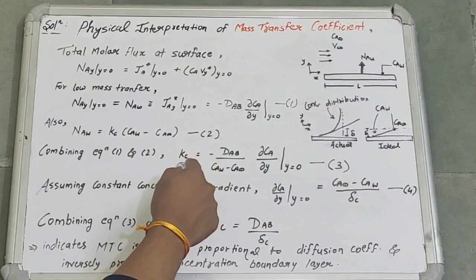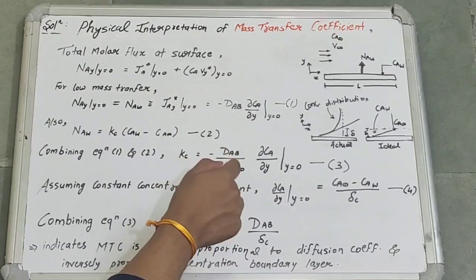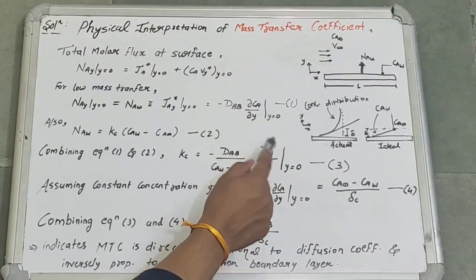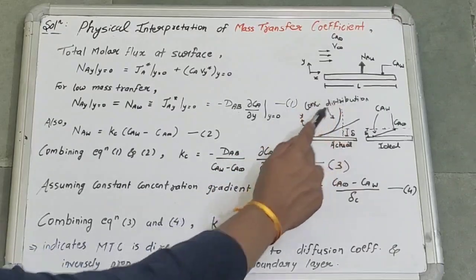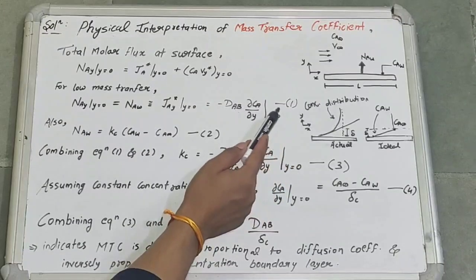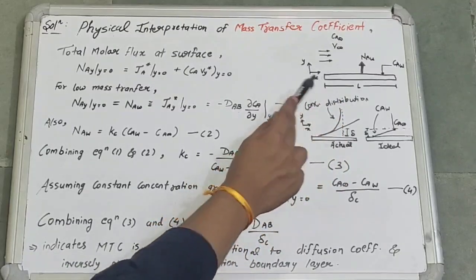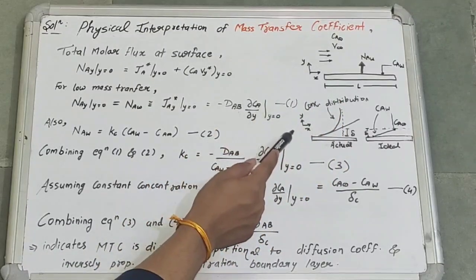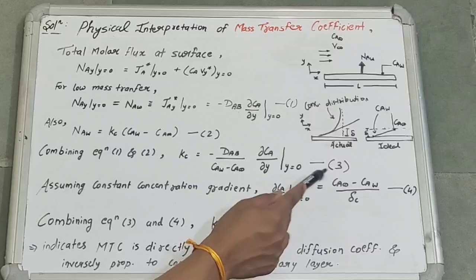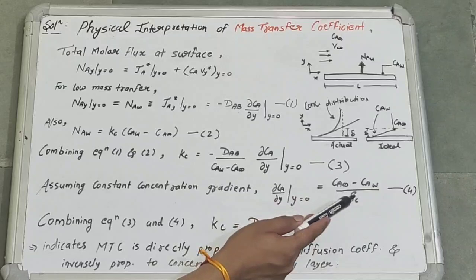The convection mass transfer coefficient can be determined from this equation if the diffusion coefficient, overall concentration difference and the concentration gradient at the wall are known. Since calculation of the concentration gradient at the surface of this plate is a little bit difficult, because the concentration distribution curve is somewhat exponentially increasing, we idealize this case as this, and it is given as ∂CA by ∂y at y equal to 0 equals (CA infinity minus CAw) divided by delta C, assuming constant concentration gradient. This is nothing but our equation 4.